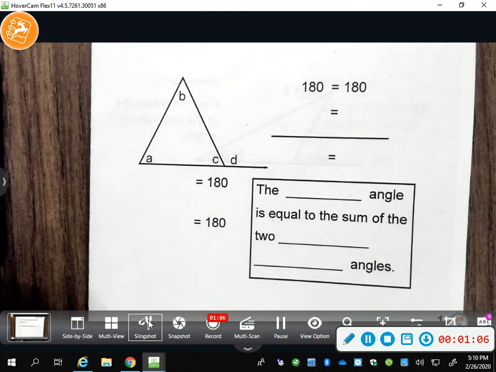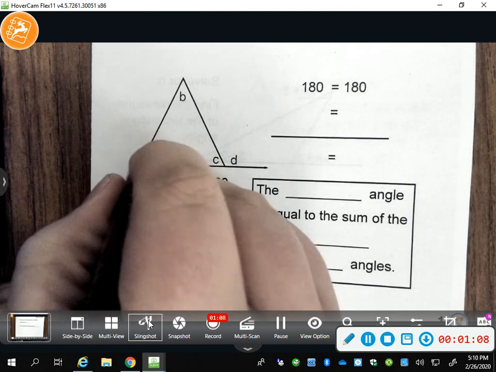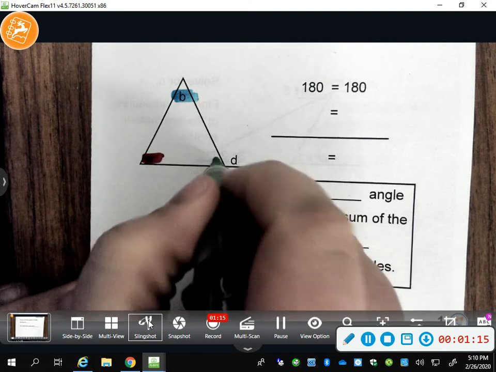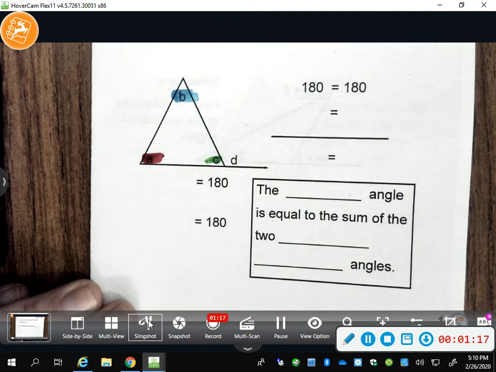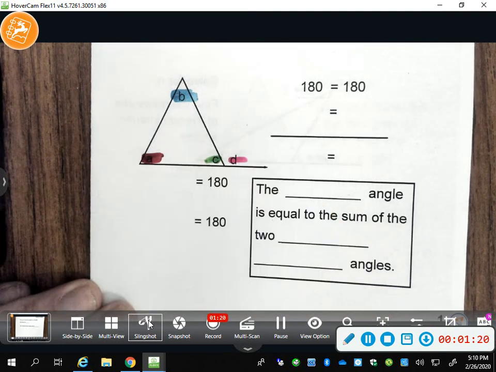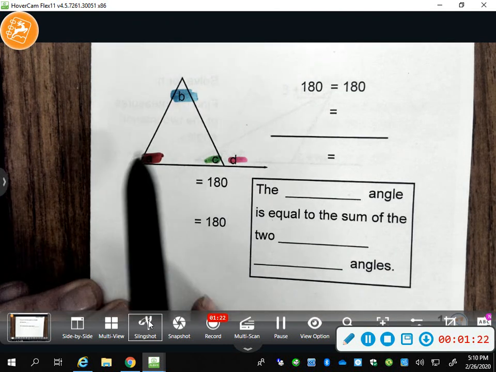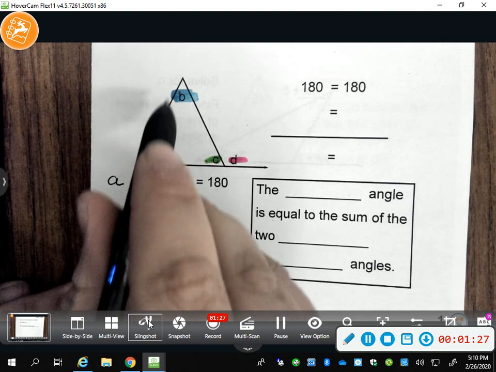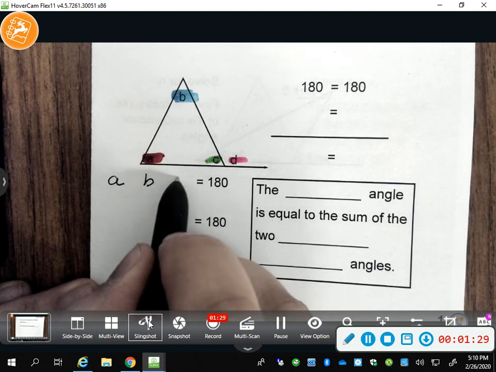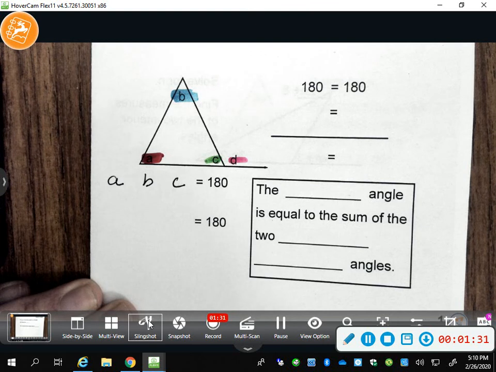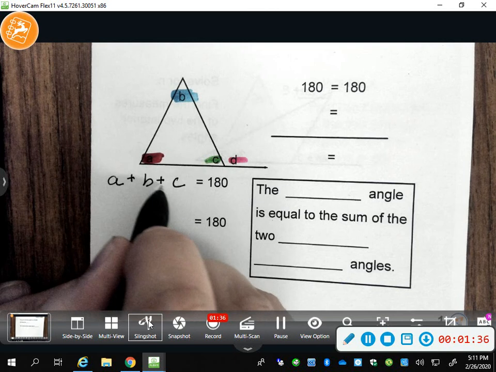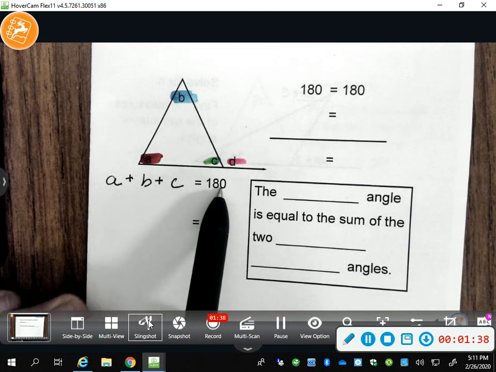I'm going to color code angle A red, angle B in blue, angle C in green, and I'll put angle D in pink. There is a triangle here, and angle A, angle B, and angle C are the interior angles of that triangle, which means I can add angle A plus angle B plus angle C, and their sum will be 180 degrees.